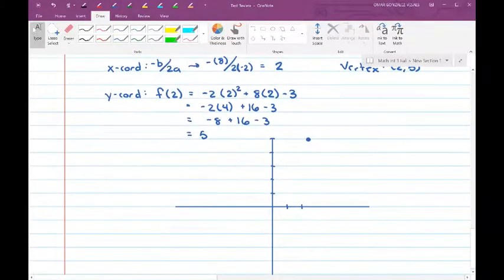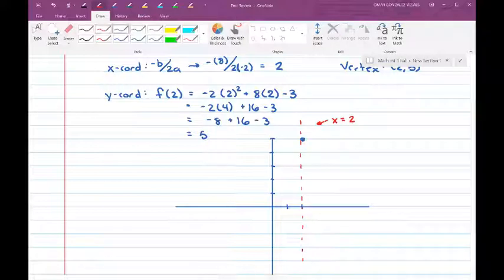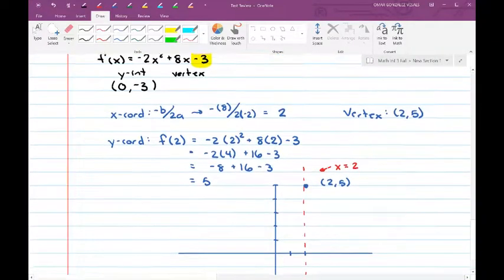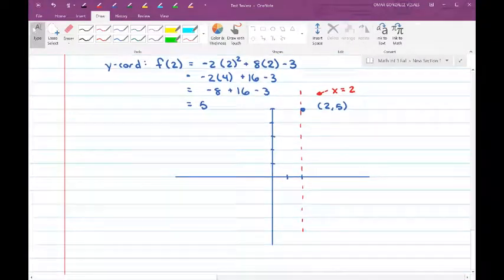And then my points. Well, I can already draw my axis of symmetry, just because that's going to help me out, but that wasn't required for this. What's the axis of symmetry again? The axis of symmetry for this one will be x equals 2. And then my vertex is 2, 5. That's the blue point. And then how can I find other points, guys? My y-intercept I know is what? 0, -3.